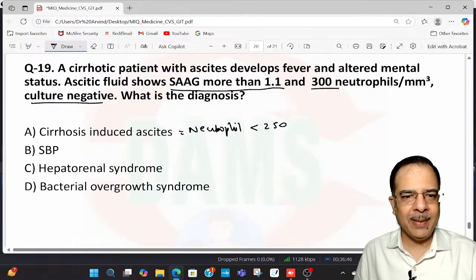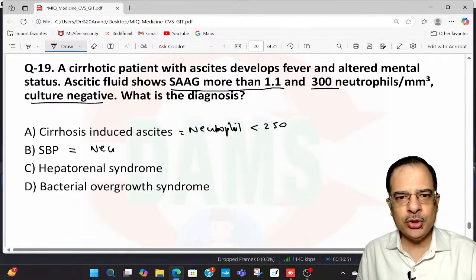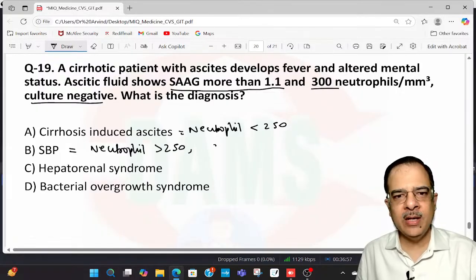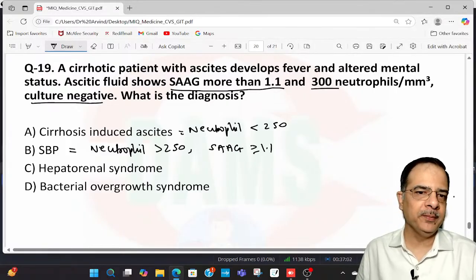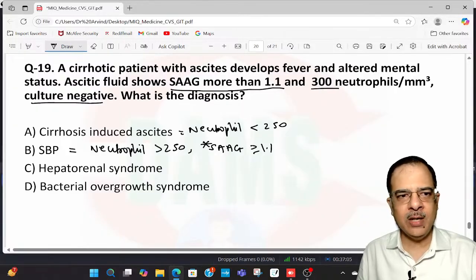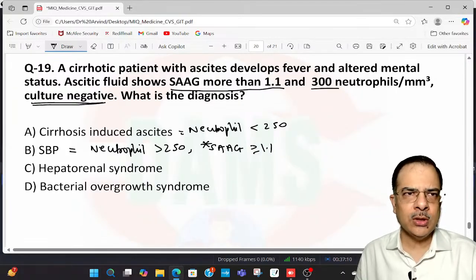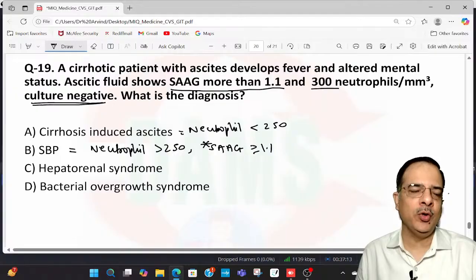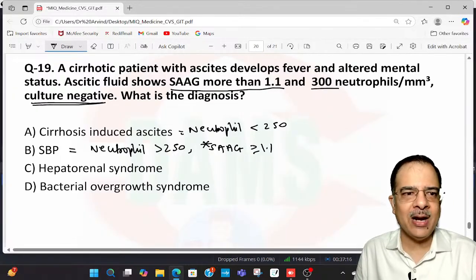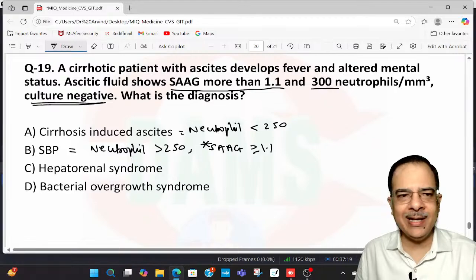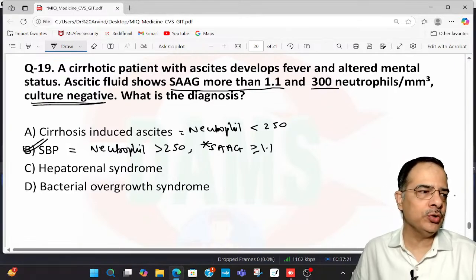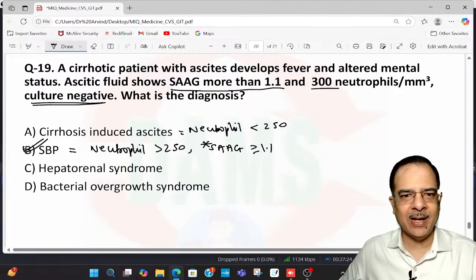Spontaneous bacterial peritonitis, SBP, is associated with neutrophil count of more than 250. And a very important point, SAAG will be more than or equal to 1.1. Know this point. SAAG is more than 1.1, but one thing here is that the culture is negative. Culture is not such a sensitive investigation that it will always be positive. It can be negative. Patient must have taken prior antibiotics. So that does not rule out. Culture negativity does not rule out SBP. So answer is spontaneous bacterial peritonitis.